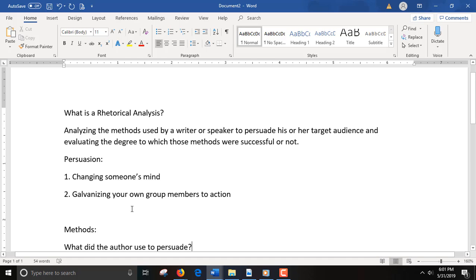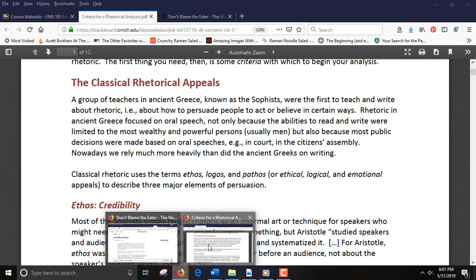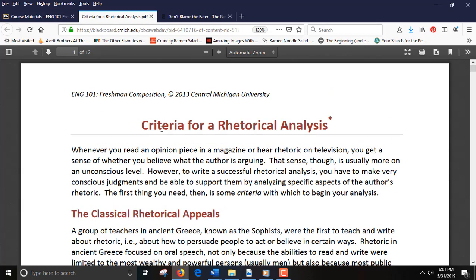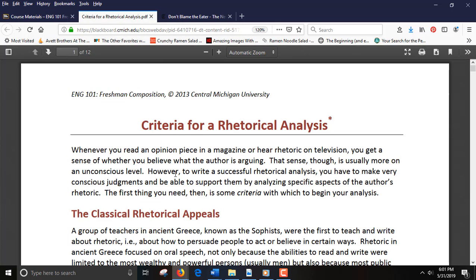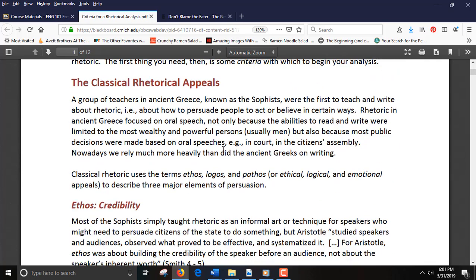If you want to know about things that you can write about, you can go to this document here, which is Criteria for a Rhetorical Analysis, and that's under course materials. If you go to course materials right here, right above the discussion board, you'll see that there's a document here. This document will give you everything that you need to know to write a rhetorical analysis. So that's the basic idea: the author uses certain methods in order to persuade his audience or her audience, and you have to find those methods and then analyze them and then talk about how effective it was.